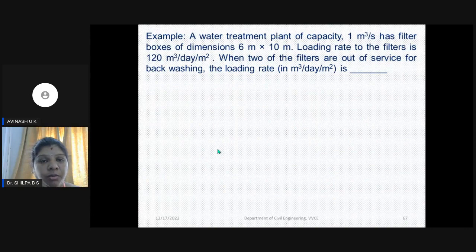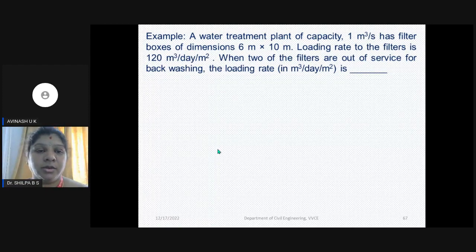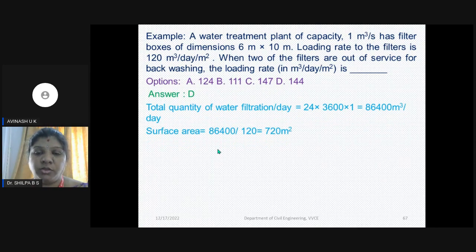To take a problem on this, the water treatment plant of capacity 1 meter cube per second has filter boxes of dimension 6 meter by 10 meter. The loading rate to the filter is about 120 meter cube per day per meter square. When two of the filters are out of service for backwashing, we need to calculate the loading rate. They have given the options, so let us see how we arrived at this 144.